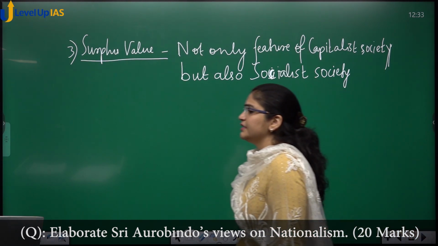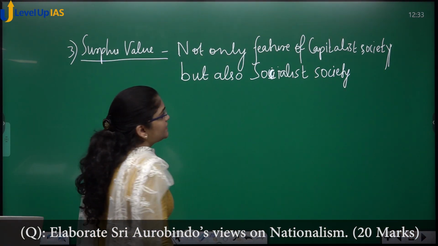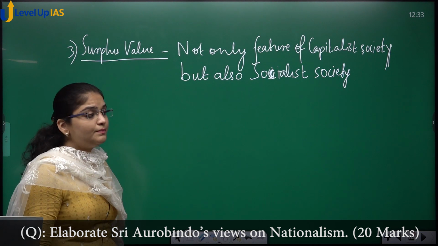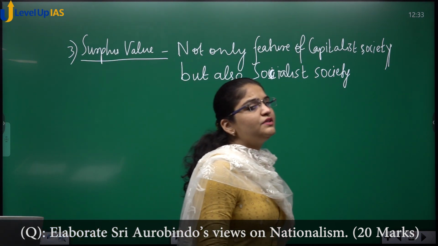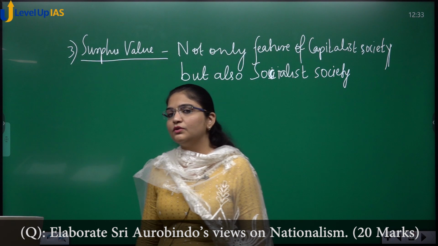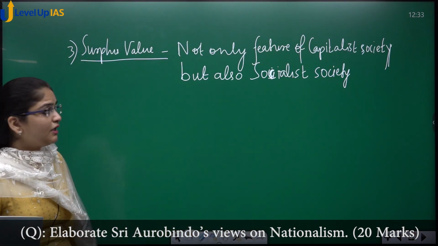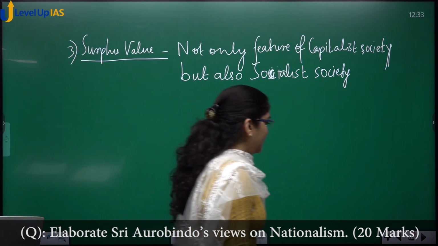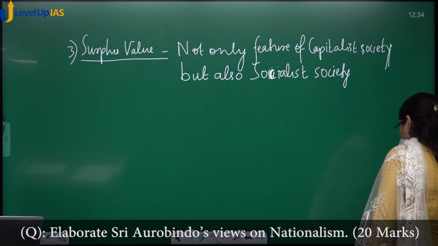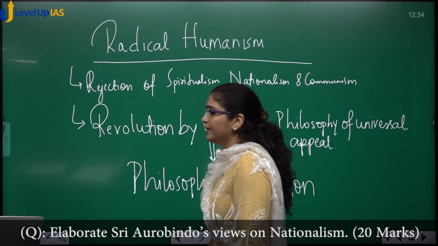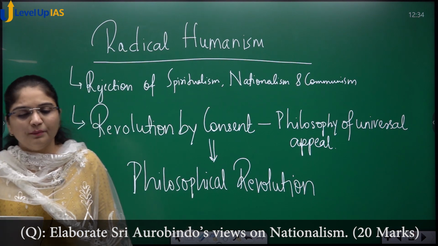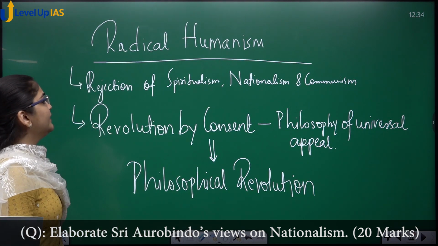Then he also criticizes surplus value, because he says that the concept of surplus value is not only a feature of the capitalist society, but we can expect this in the socialist society too. So there has to be nothing which is so prominent about that. Now coming to his philosophy of radical humanism.